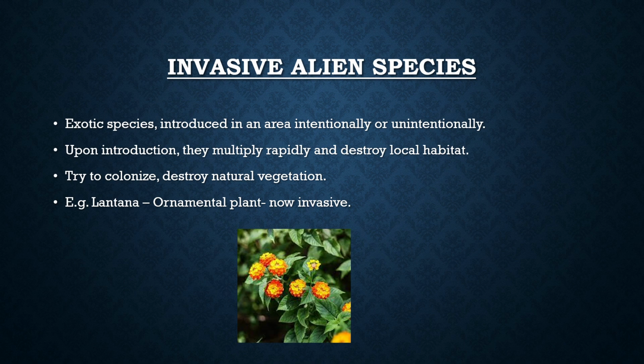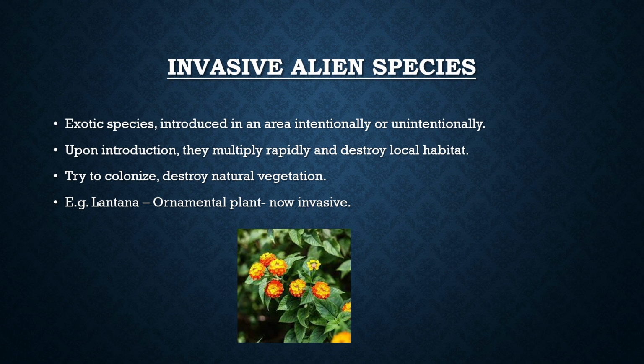For example, there is this plant lantana. This is the picture of lantana. It is an ornamental plant, and this is an example of an invasive alien species. This is an exotic species. This was brought here with the purpose of beautification, but it has turned rogue and it has destroyed the local habitat, and as a result it is known as an invasive alien species.